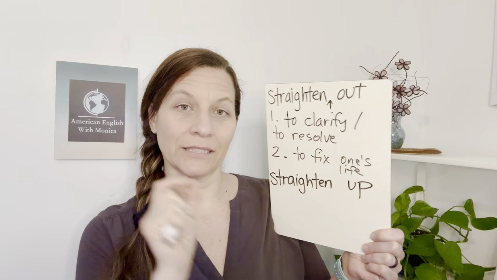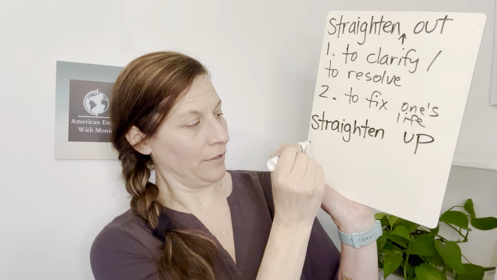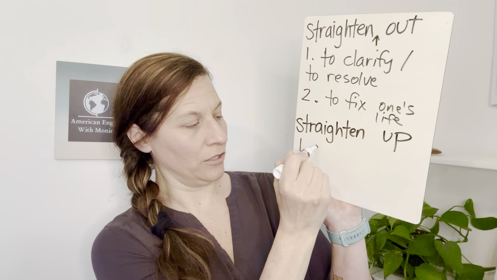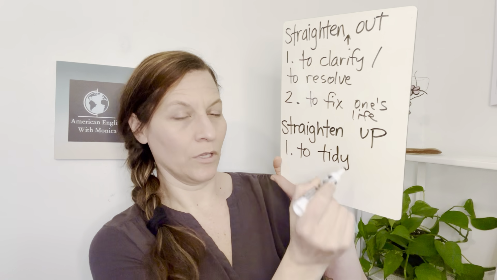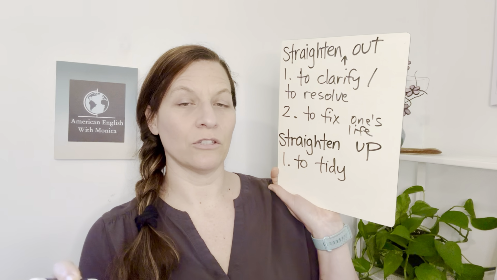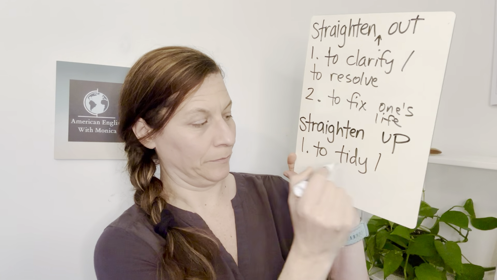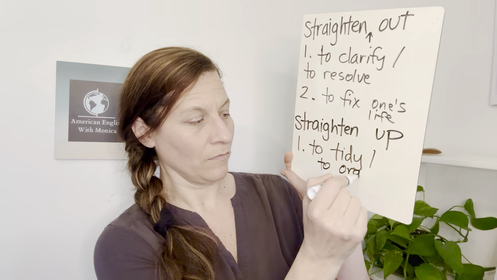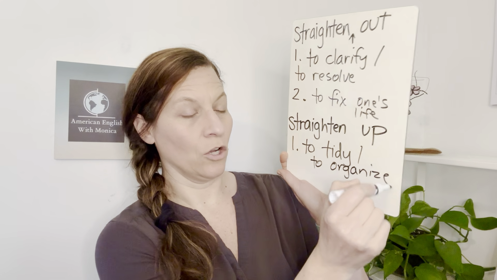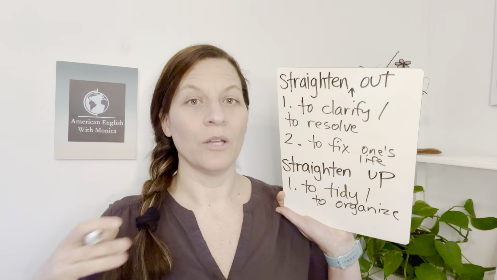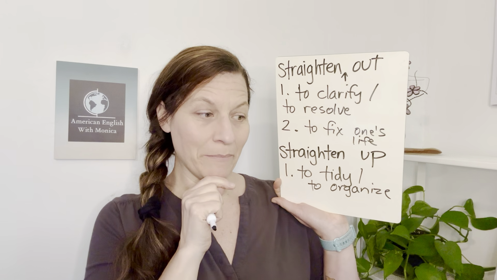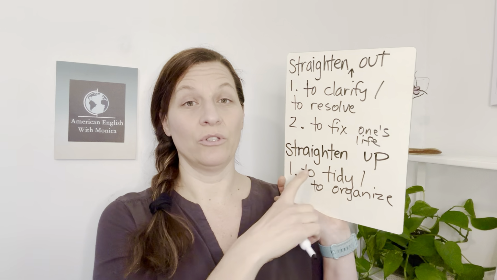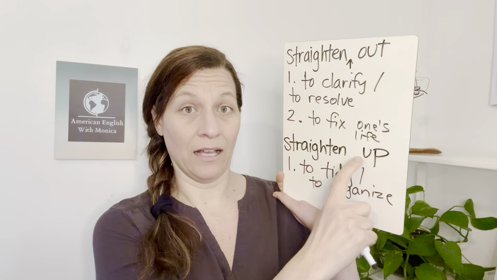Straighten up, a little different. Straighten up, the first definition is to tidy. To tidy a space, to organize a space, like we need to straighten up this room before our friends come over. My desk is a little bit messy. I need to straighten it up.